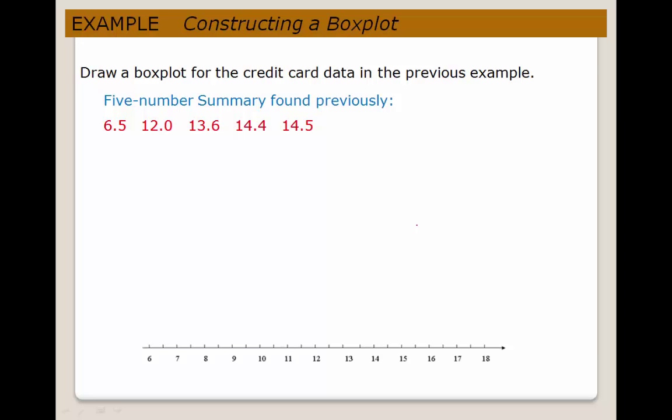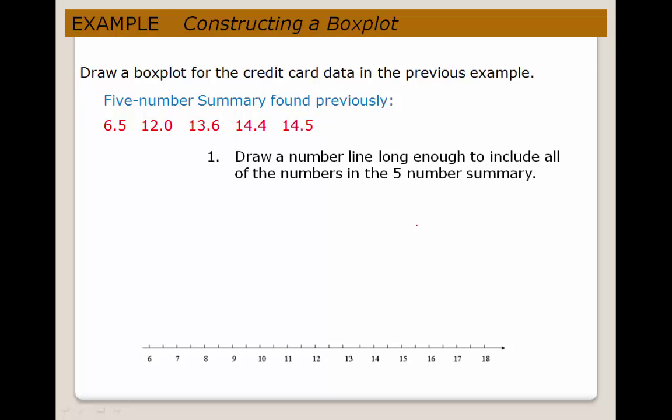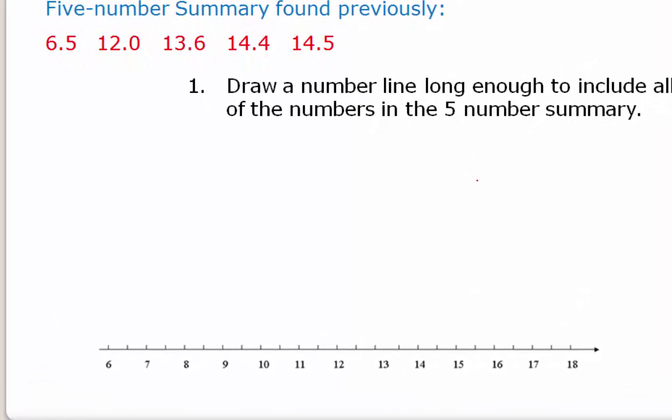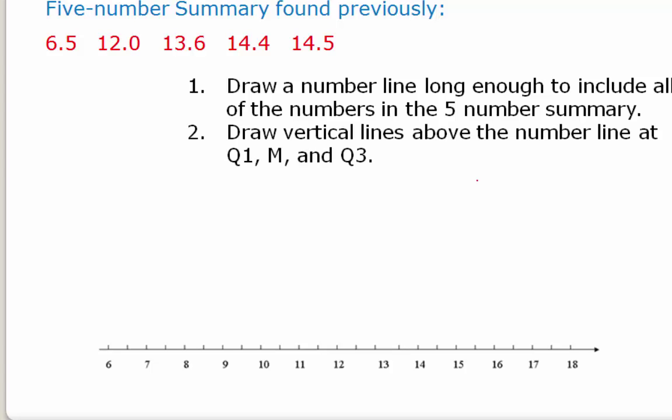So let's draw a box plot for our 5-number summary we just found. Step 1, draw a number line long enough to include all of the numbers in your 5-number summary. So my number line has to include 6.5 all the way up to 14.5. Then I'm going to draw vertical lines above the number line at the first quartile, which was 12. And I don't draw very straight freehand. And the median, which was 13.6. And the third quartile, which was 14.4.